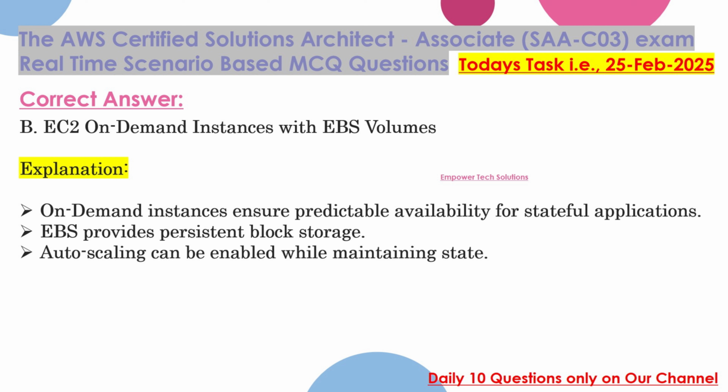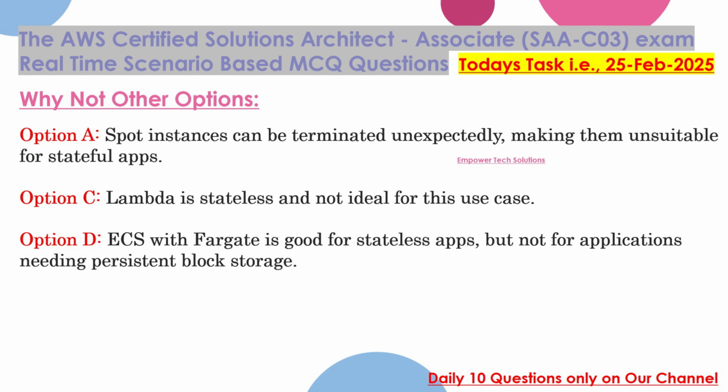Explanation: on-demand instances ensure predictable availability for stateful applications. EBS provides persistent block storage. Autoscaling can be enabled while maintaining state. Why not other options? Option A.